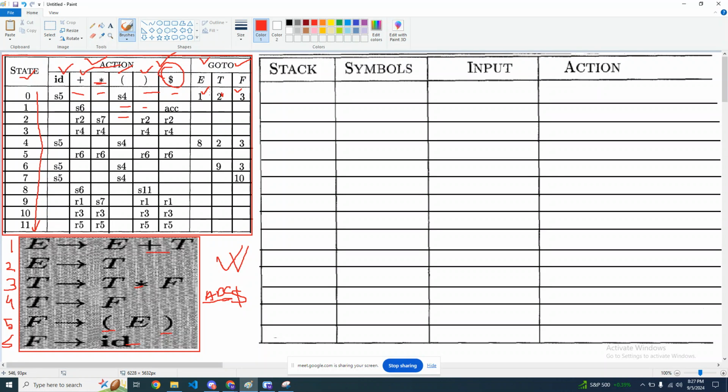Any questions from the parsing table? Any questions? Okay.